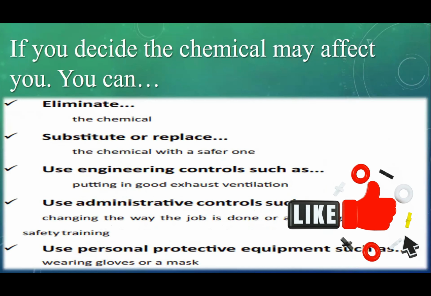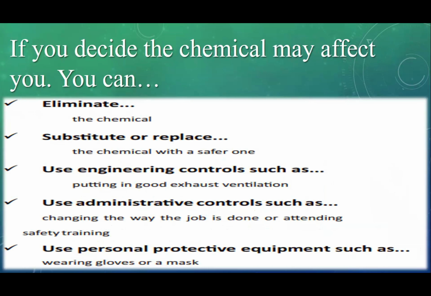If you decide the chemical may affect you, you can follow the hierarchy of the hazard. The first one was eliminate the chemical, or substitute, or replace the chemical with a safer one. The third one was engineering control, so putting in good exhaust ventilation. For fourth, we can use administrative control, such as changing the way the job is done. That is the administrative control. And the last one was use PPE, such as wearing gloves or a mask, hard hat, etc.